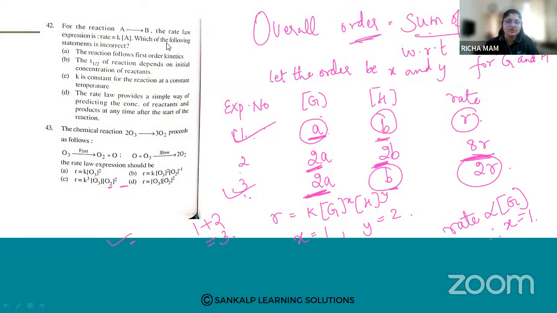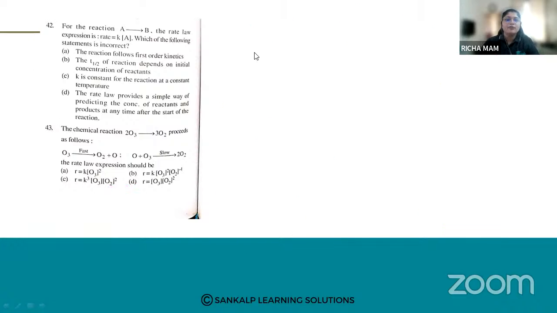So let us go for the next question. Question 42. For the reaction A giving B, the rate law expression is rate equals k times the concentration of A. Which of the following statements is incorrect? A, the reaction follows first order kinetics. B, the t half of the reaction depends on the initial concentration of reactants. C, the rate constant is constant for the reaction at a constant temperature. And D, the rate law provides a simple way of predicting the concentration of reactants and products at any time after the start of the reaction.